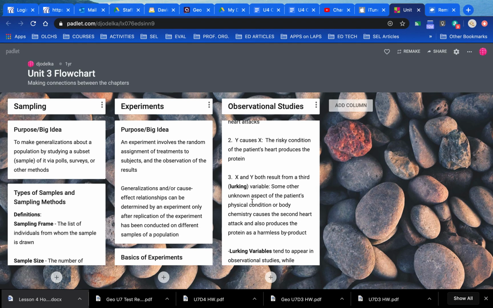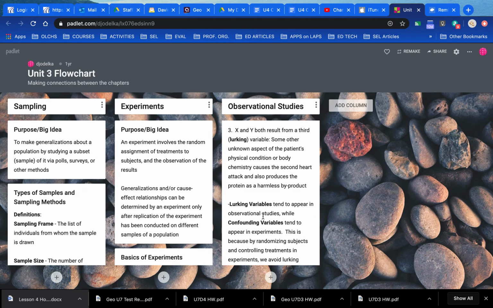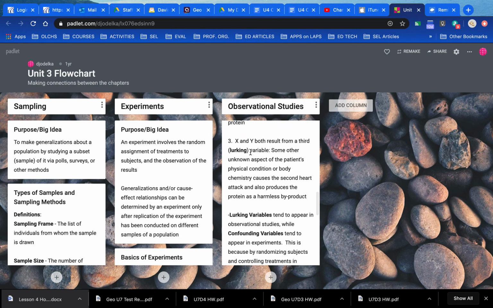Or maybe there's a lurking variable going on, in which there's something about males that we're unaware of. For the difference between a confounding variable and a lurking variable, let me read number 3 first and then I'll describe it. It says here, maybe some other unknown aspect of the patient's physical condition or body chemistry is causing this second heart attack and producing the protein as a harmless byproduct. So maybe there is something going on that we are unaware of. So lurking is when you are unaware of it. It's not accounted for in the design of your experiment.